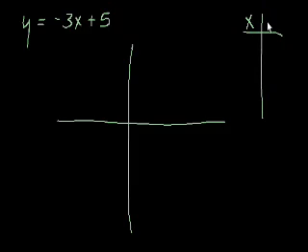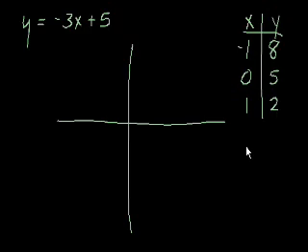So x and y. Say if x is negative 1, then negative 1 times negative 3 is 3, plus 5, it's 8. If x is 0, then y is 5. That's pretty easy. If x is 1, negative 3 times 1 is negative 3, then y is 2. If x is 2, negative 3 times 2 is negative 6, then y is negative 1. Something was wrong there. Right.